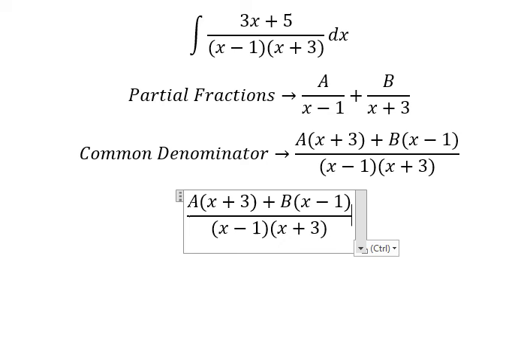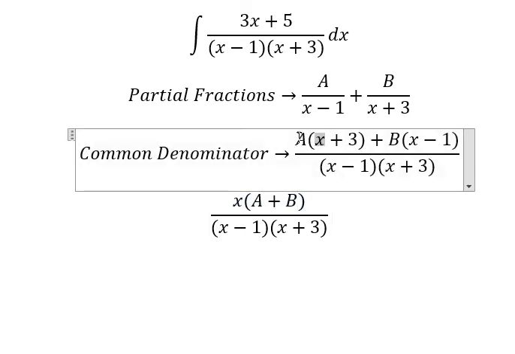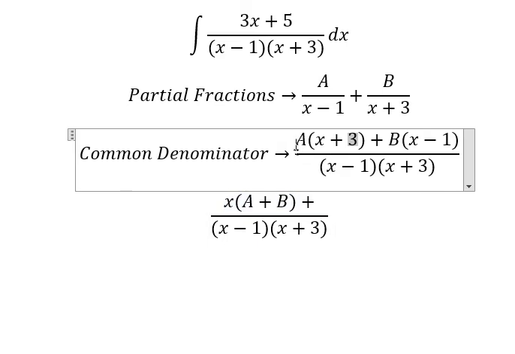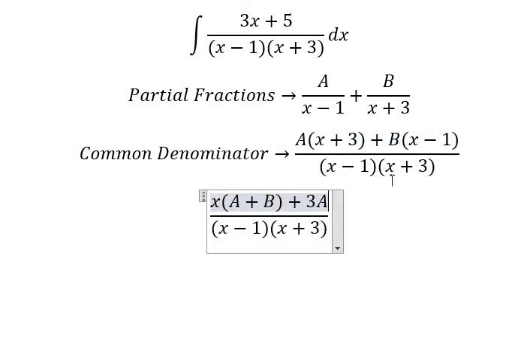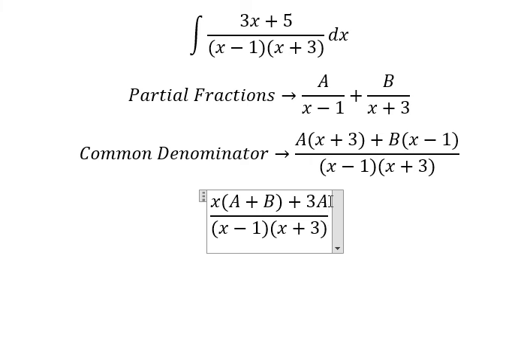Next, we need to arrange based on the terms of s. About s, we have a plus b, because s multiplied by a, b multiplied by s. About the numbers, we have 3 with a, we have 3a. Negative 1 with b, we have negative b.